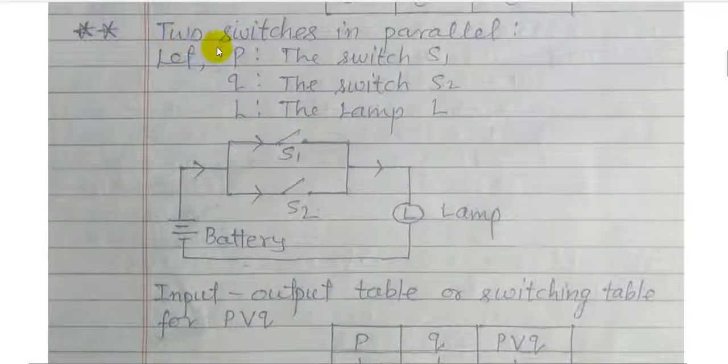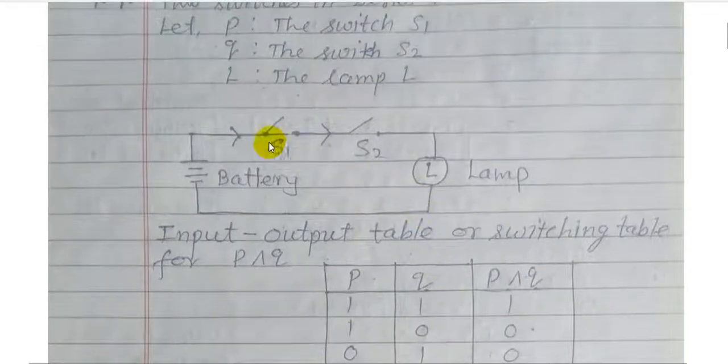Second one, two switches in parallel. Parallel means the connection started from the same point. Actually they are wires, and the switches here are switch S1 and switch S2. This is the battery and this one is lamp L. So if any one switch is on, then the lamp will glow. And in the series case, if any one switch is off, the lamp will not glow because it is in series. If this one is off, current will not flow in switch S2 and the lamp will not glow.